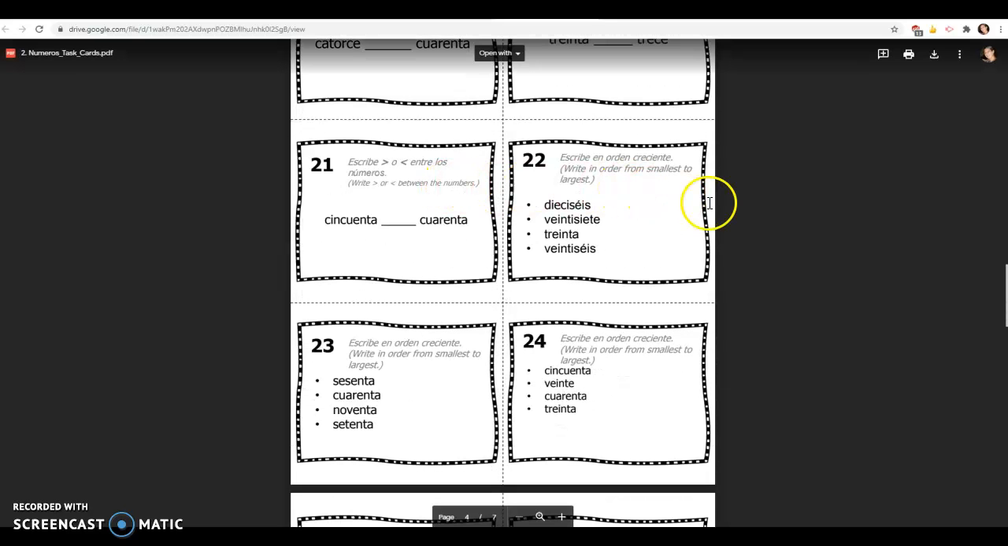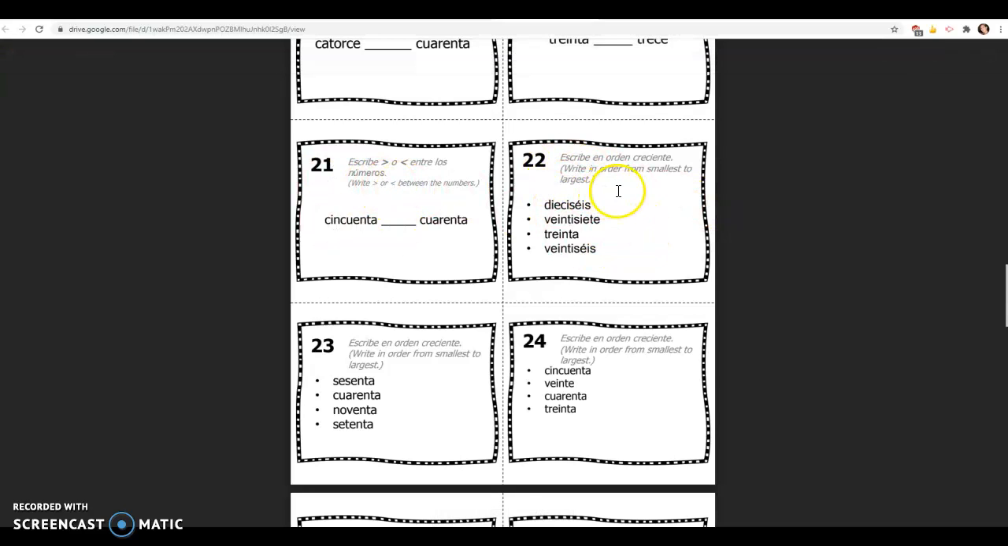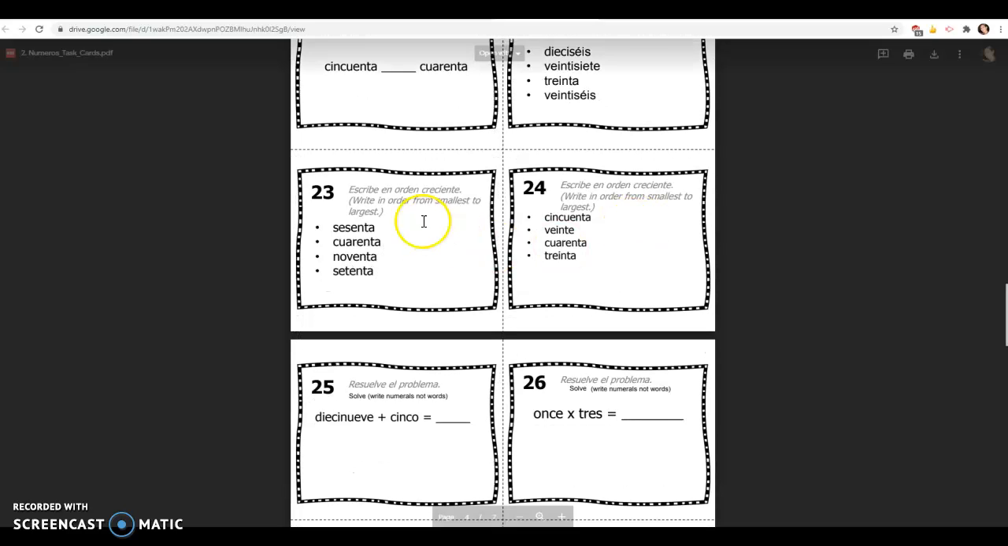And then over here is number 22. So number 21 is that same greater than or less than, but over on 22 it says write in order from smallest to largest. For this one, if you want to just write the numbers, so if you know that 16 is 16, you can just put them in order, maybe 17, 18, and 19, where you just write the numbers. You don't have to write it out in English. So that's what you're doing for numbers 22, 23, smallest to largest.